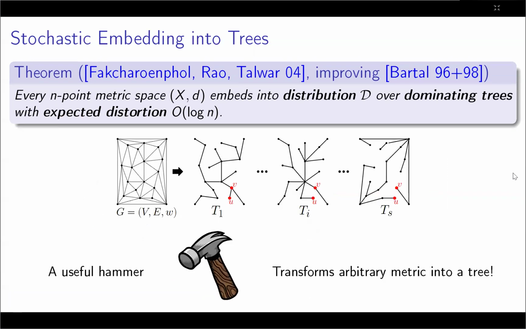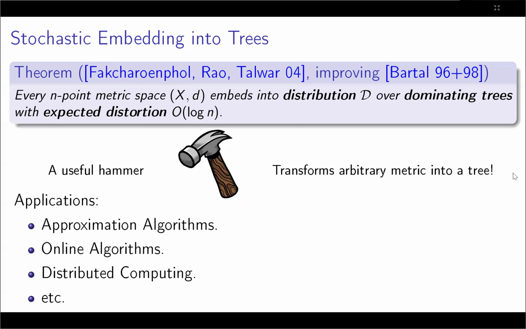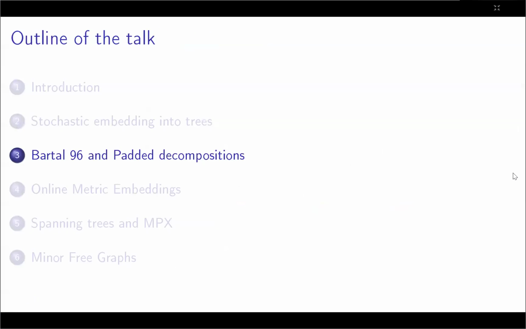Okay, and this is a very useful hammer, again because trees are so basic and useful. If expectation is good enough, you just embed into a tree, and from there life sometimes becomes easy, sometimes still hard, but much easier than for general graphs or metrics. And this has lots of applications, approximation algorithms, online algorithms, and much more. So the plan for today is as follows.